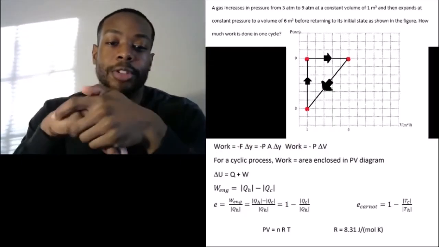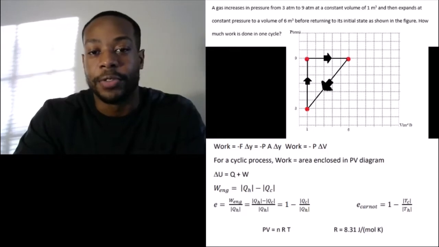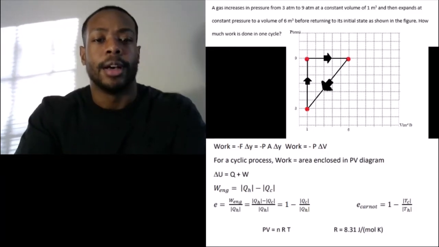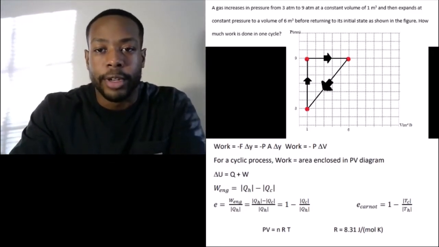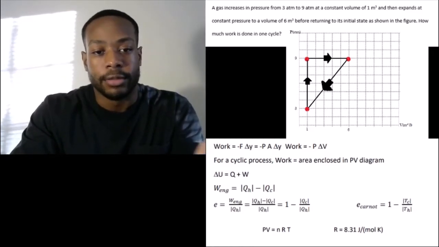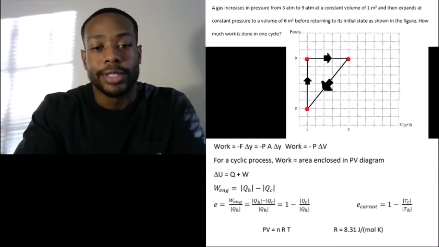So this one's really similar to the first one we did. We've got a gas increasing pressure from 3 atmospheres to 9 atmospheres at a constant volume of 1 meter cubed, and then expands at constant pressure to a volume of 6 cubic meters before returning to its original state as shown in the figure. So essentially what we have in the figure here: how much work is done in one cycle?